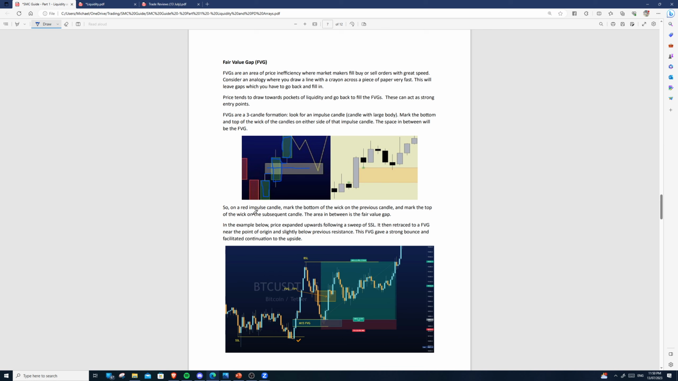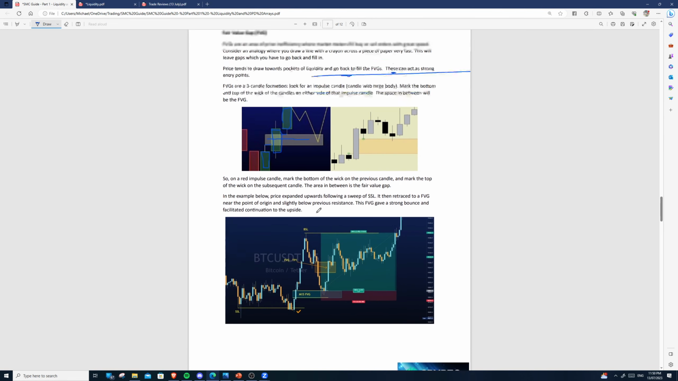To understand it intuitively, just imagine using a crayon to draw a line across a piece of paper, really quickly. In real life, you'll leave some gaps behind, and you have to go back and fill in those gaps. It's the same concept here with fair value gaps. It's a way to rebalance the price, and for market makers to go back and fill in the positions that have been left after an impulsive move, where they're filling the buy and sell orders with extreme speed.